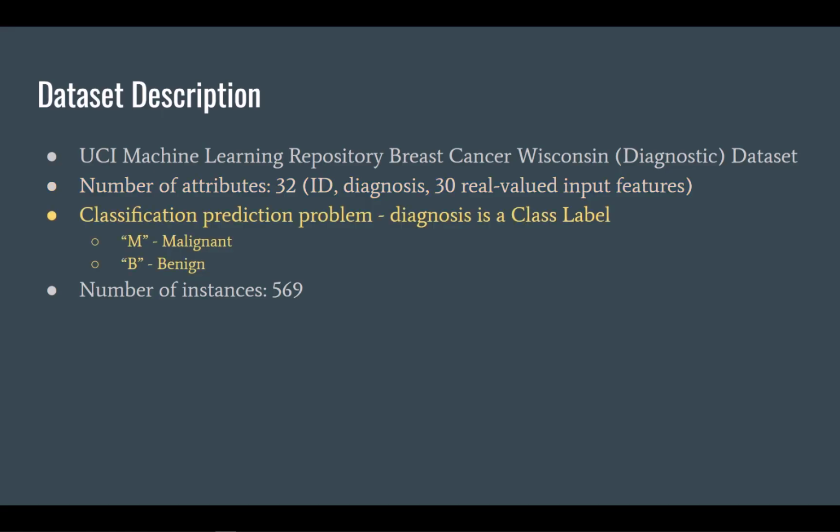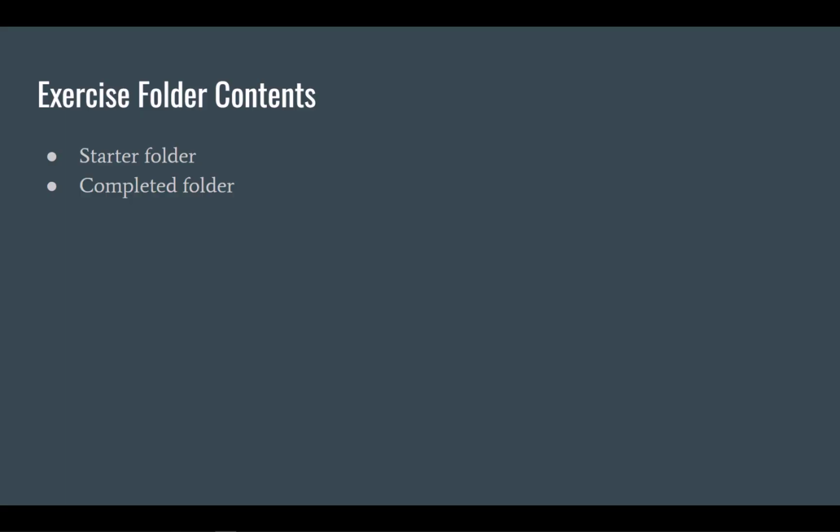This is a classification prediction problem where the diagnosis value is the label M or B. M stands for malignant or positive, and B is benign or negative. The data file contains 569 records. The exercise folder contains an empty starter folder within which you can store your files, starting with the dataset content files, and a completed folder contains the files I generated in solving the exercise, which you can compare to your own.